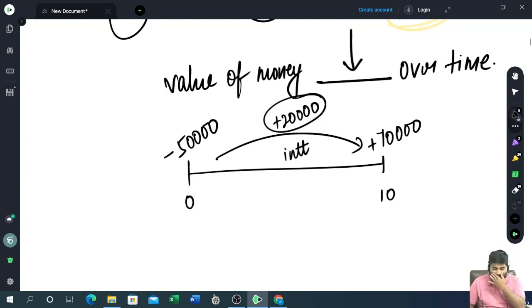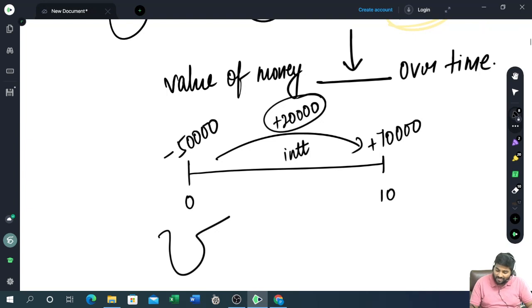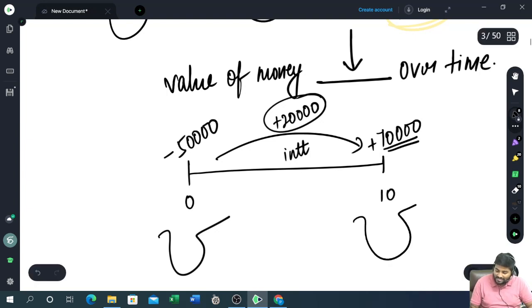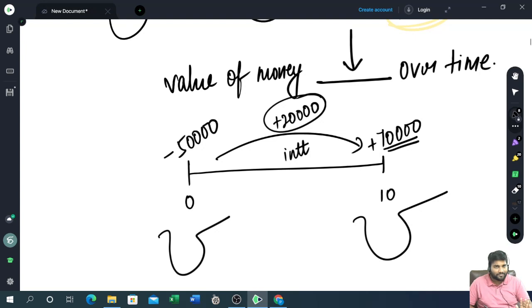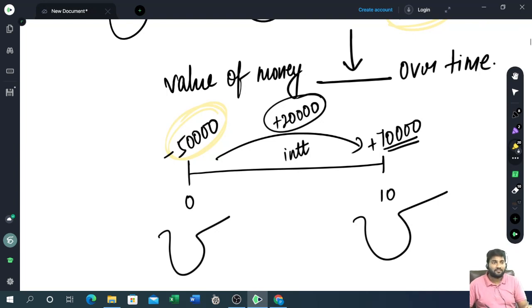Same example. Let's say if you are buying some bundle of goods here, and with this 70,000 you are able to buy the same bundle of goods, then it's okay. But if I am repaying only the principal part, which is 50,000, then what will happen? Will that person be able to buy more goods, less goods, or the same bundle of goods? The answer is less amount of goods.